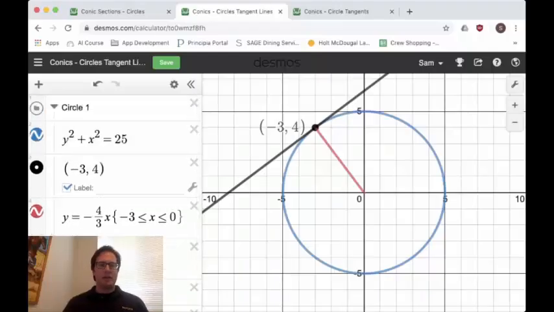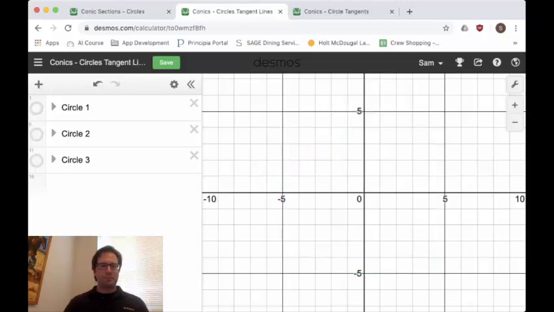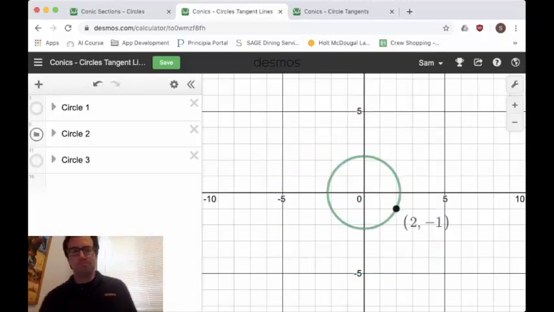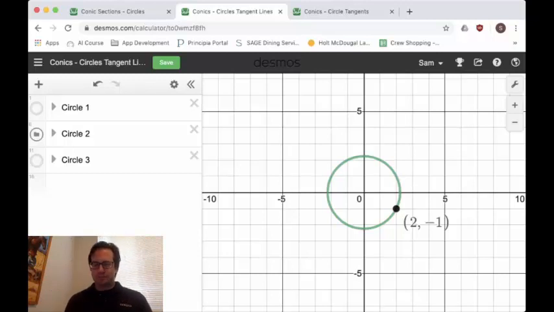Let's look at another example. So now we have a circle. It's a smaller circle. I don't actually know what the radius is. I could figure it out if I wanted to. But the important part here is I know one point on the circle, (2, -1), and I'm asking for the equation of the tangent line at that point on this circle.